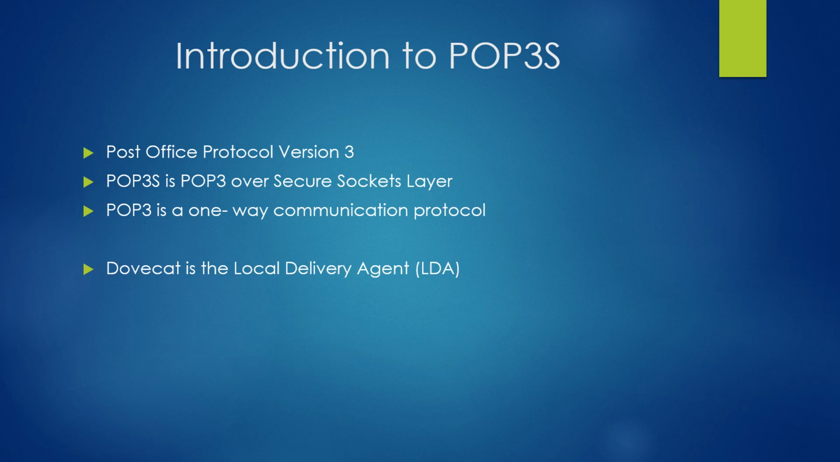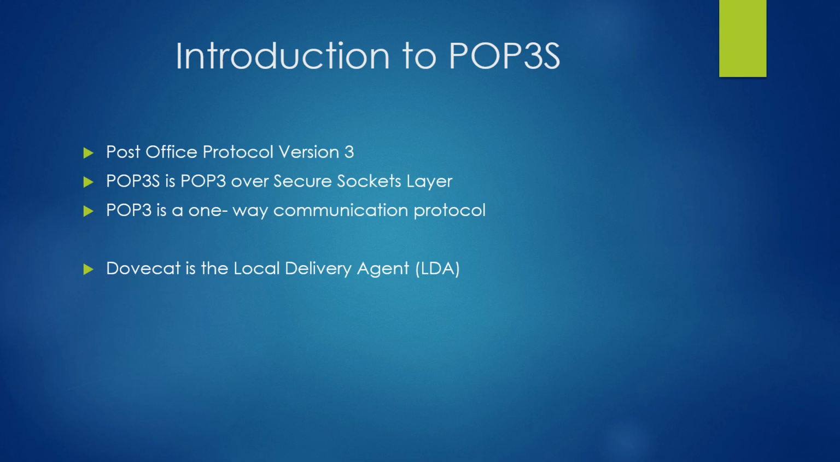POP3S is POP3 over Secure Sockets Layer (SSL). It provides an encrypted connection for the Post Office Protocol on port 995, which is the Secure Sockets Layer or TLS port. It's a protocol used to connect to your email provider and retrieve emails using your email client. Local email clients like Outlook, Thunderbird, Windows Mail, and Mac Mail are good examples of POP3S.